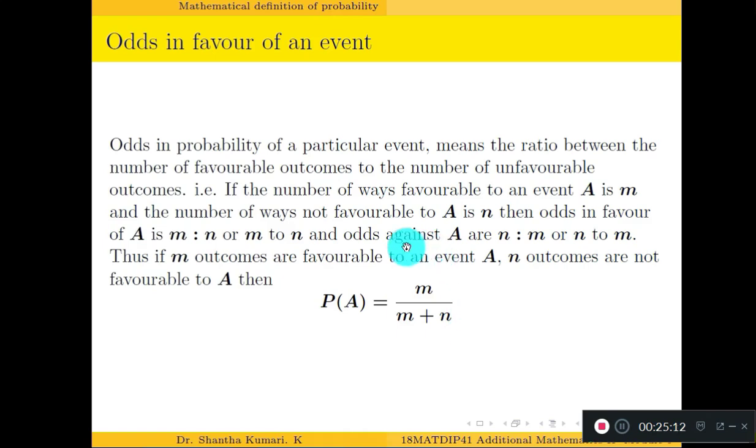And odds against A means A complement. Change the order. Instead of m is to n, we write it as n is to m. So what will be the probability of A complement in this case? We write n in the numerator and the denominator will be n plus m. So just remember this. When I work out the problems with this term odds, I will explain you again.